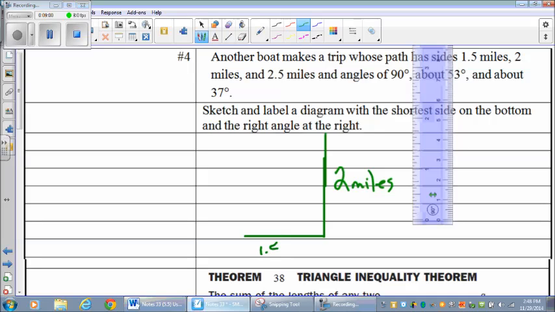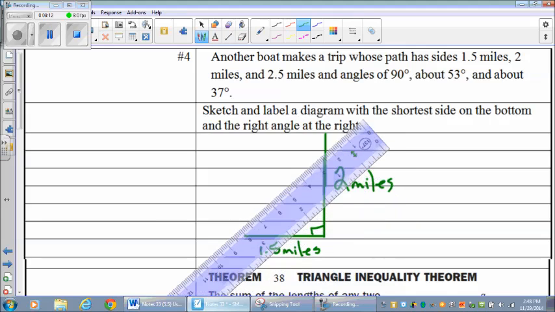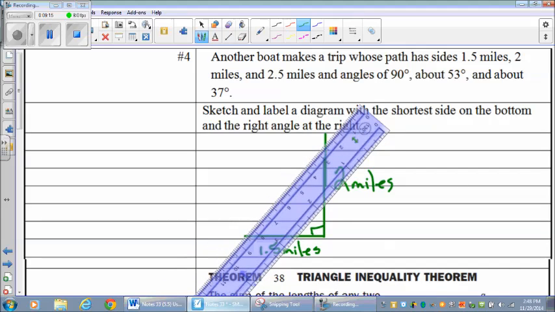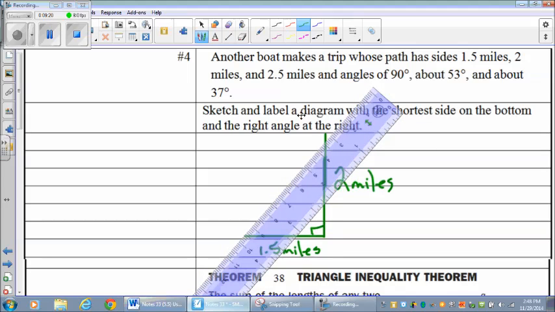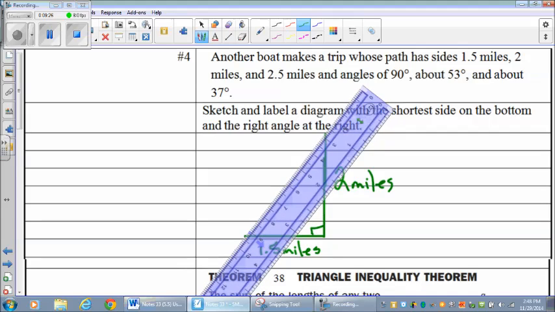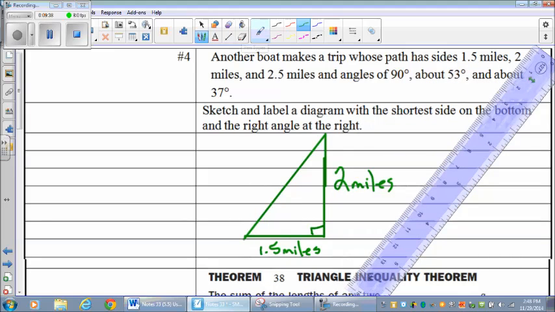Down here represents my 1.5 miles. This is my right angle. And so I need to now draw a diagonal. Okay, I think that's pretty close. I'm going to draw from up there down to there. And that will represent, what is it? 2.5 miles.